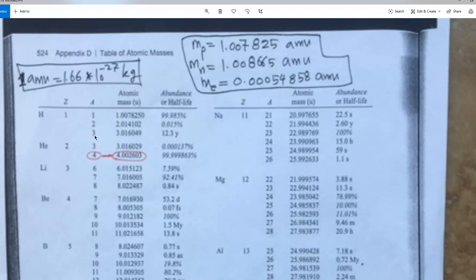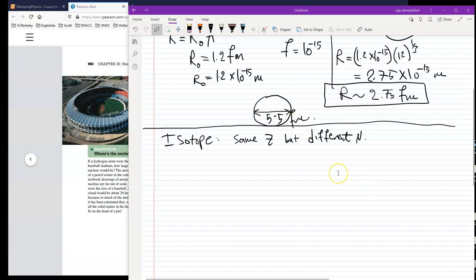So they don't really exist much in nature. For example, hydrogen 2 only makes up 0.015% of all the hydrogen atoms in the world, in the universe. You see what I'm saying? Okay, that's the meaning of that. Okay, let me go back.